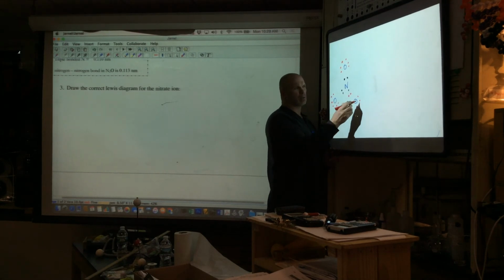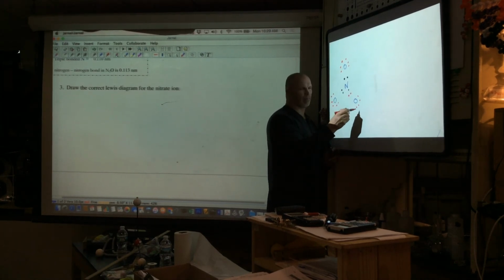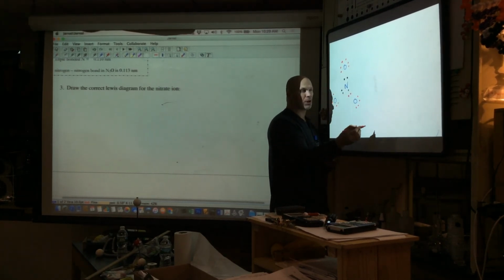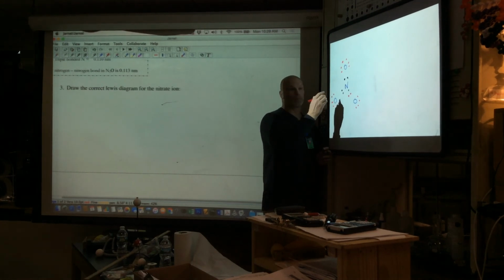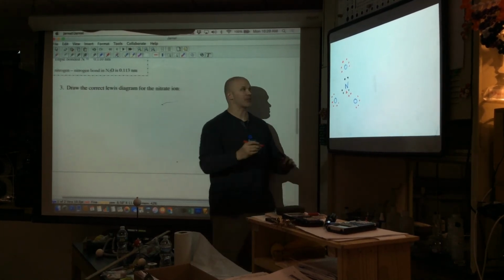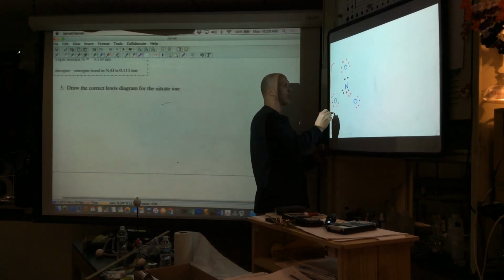So this one would have what? 8 if it was a double bond. And this one would have 8 if it took an electron from its environment. I'm going to write that as a triangle. So this one has to gain an electron from its environment, party people.